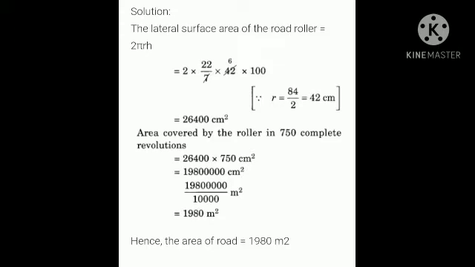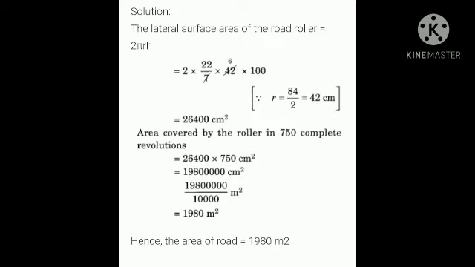It is the lateral surface area. What is the lateral surface area? 2 pi r h. So the area of the end faces or circular area is not needed here, because when the roller is moved along the road, the end faces will not touch the road. Only the side face, that means the lateral face, is touching there. So we should find the lateral surface area 2 pi rh.